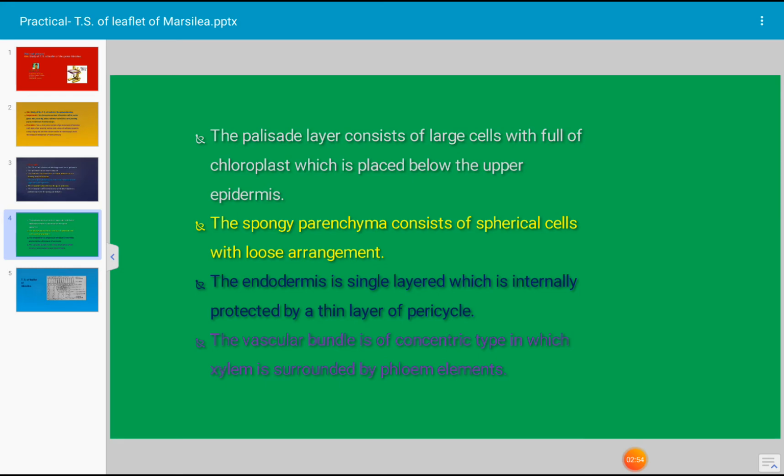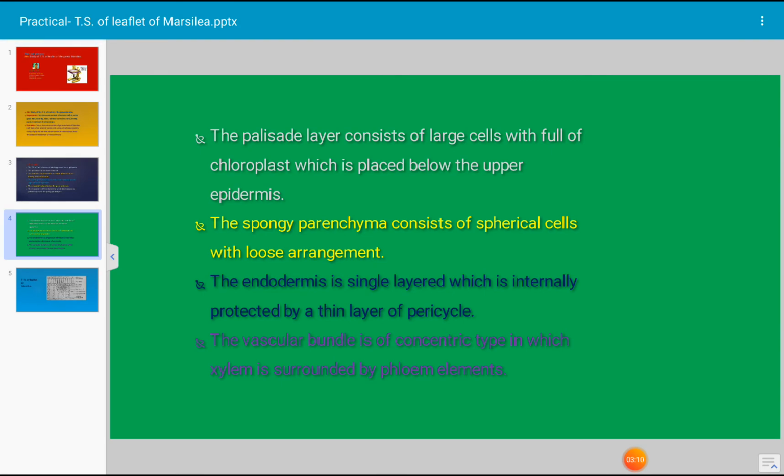The vascular bundle is of concentric type, in which xylem is surrounded by phloem elements. This type of vascular bundle is present at the center of the leaf. This is all about the observation of the transverse section of the leaflet of Marsilea.